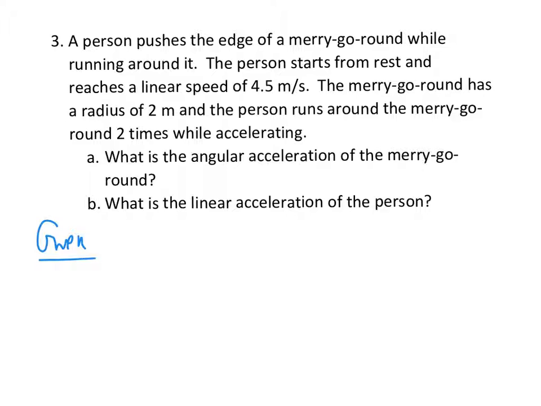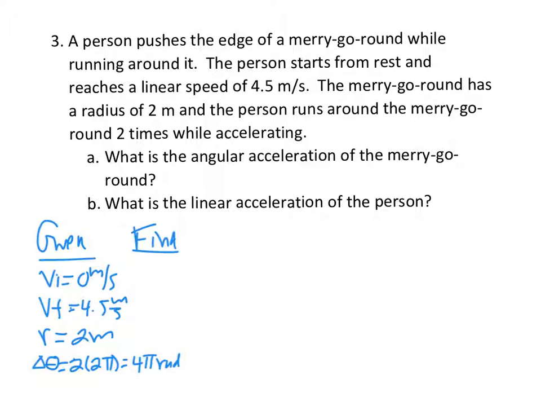We know that initial velocity of the person is 0 meters per second. Final velocity is 4.5 meters per second. Radius of the merry-go-round is 2 meters. And it tells us that they go around 2 times while accelerating. So that means your delta theta. We are looking for angular acceleration and linear acceleration.